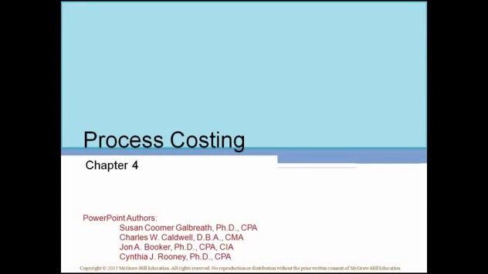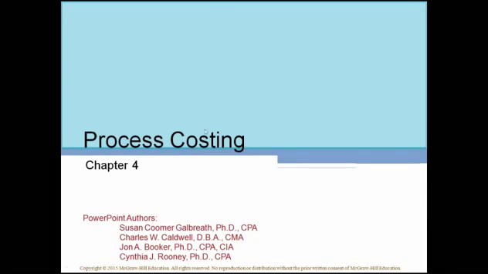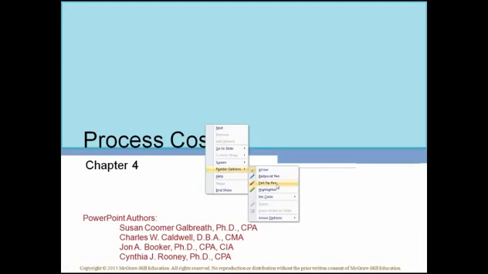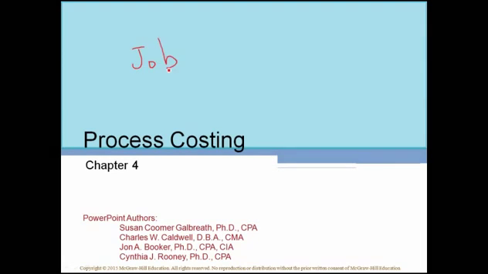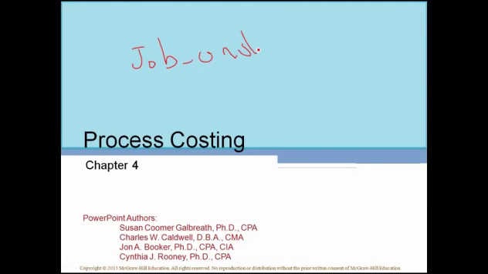Now in the previous chapter, Chapter 3, we looked at a different costing method, which is job order costing. So I want you to understand that we have two types of costing. Some jobs require job order costing, and in some jobs we're going to call them process costing. What is the difference between the two? Job order costing and process costing.